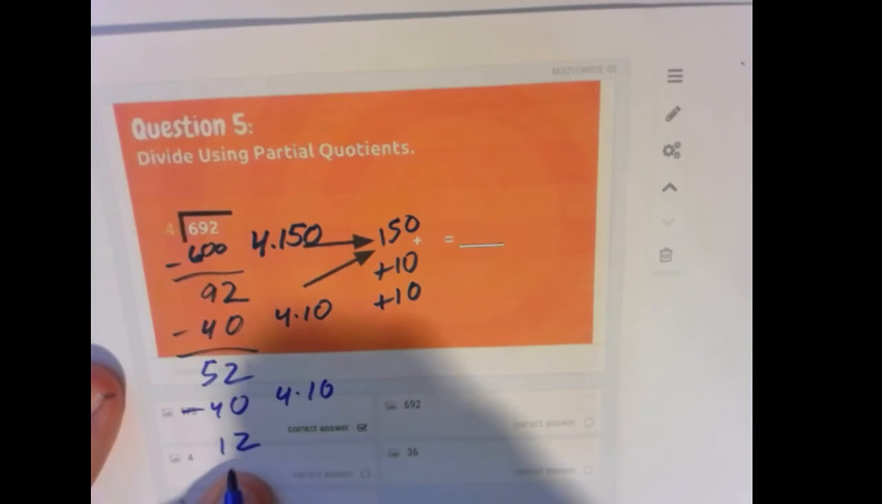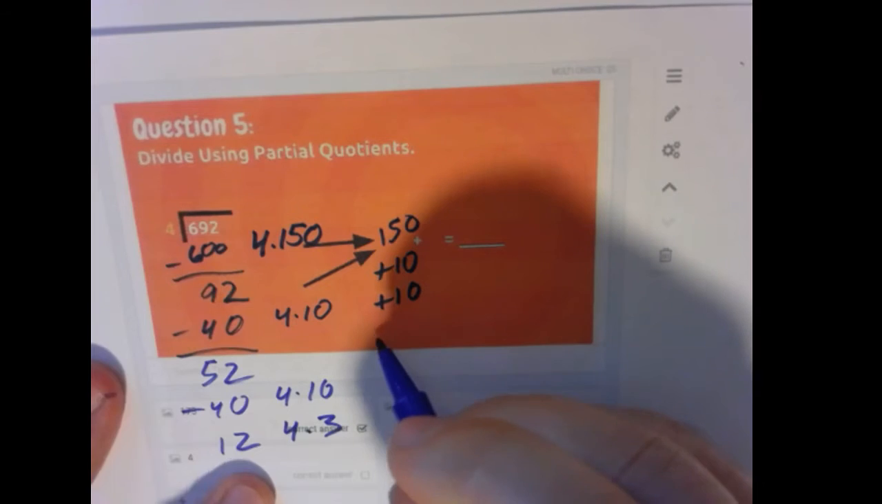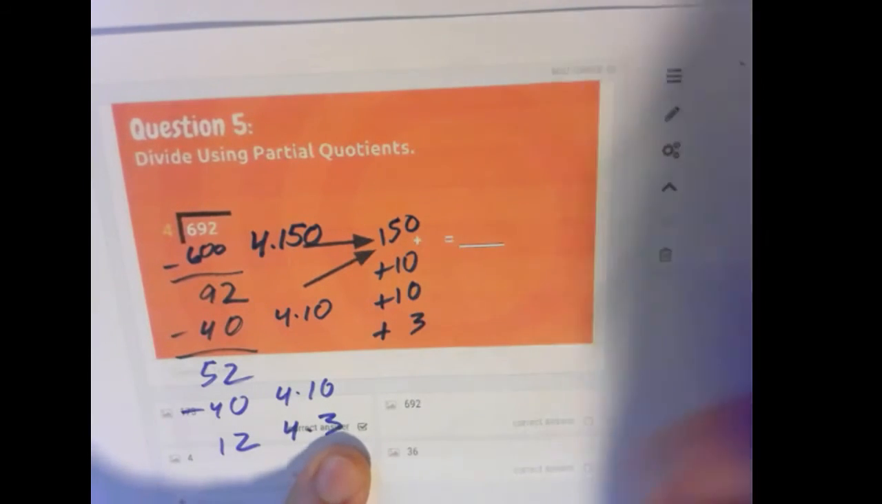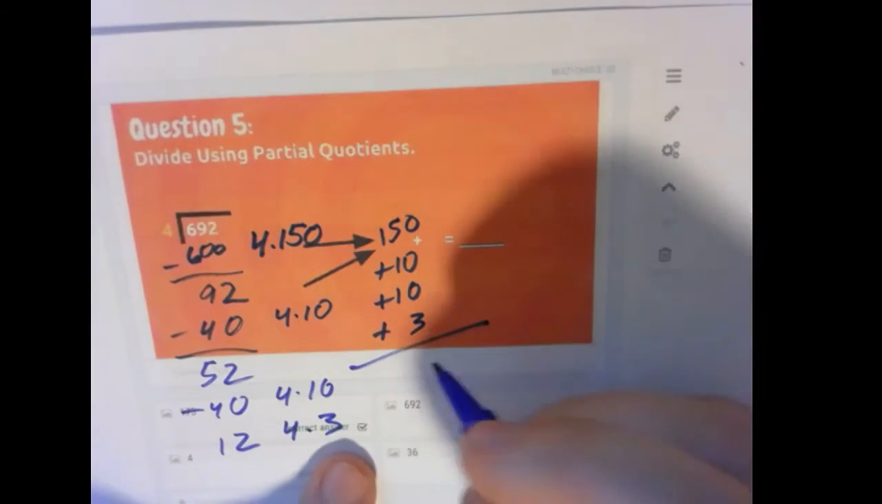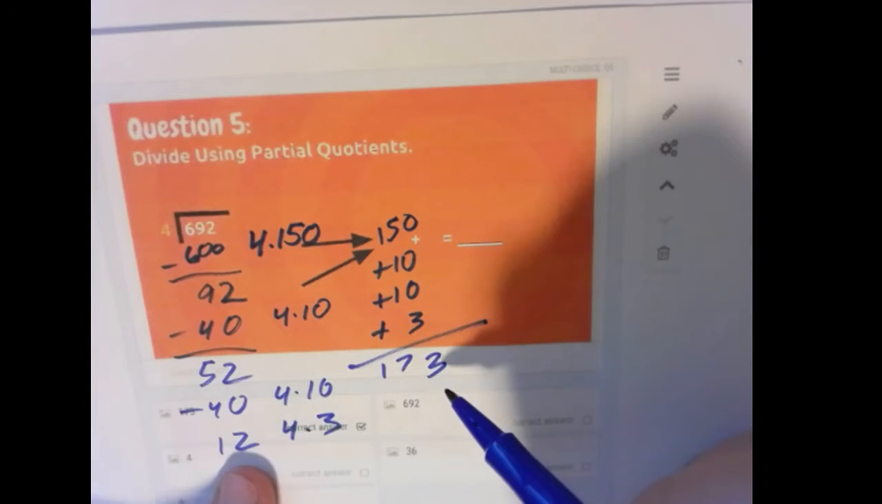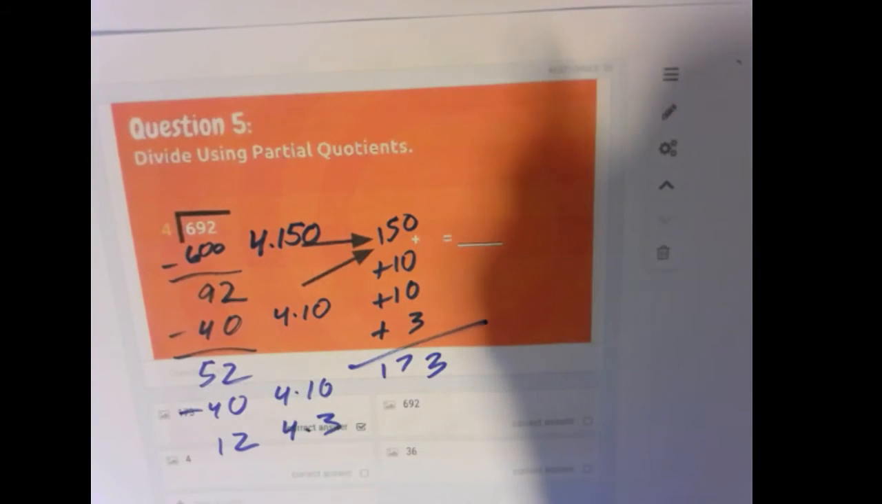Now it gets to be a smaller number. So 4 times what makes 12? Well, 4 times 3 makes 12. Make sure you add that 3 back over here. So what happens if we add all of these together? We get 173. Okay, so using that partial quotients method.